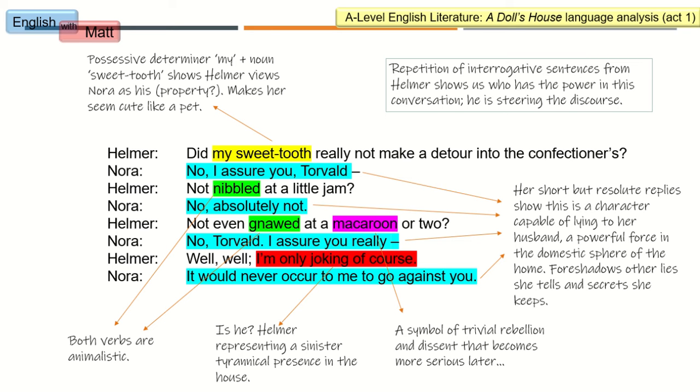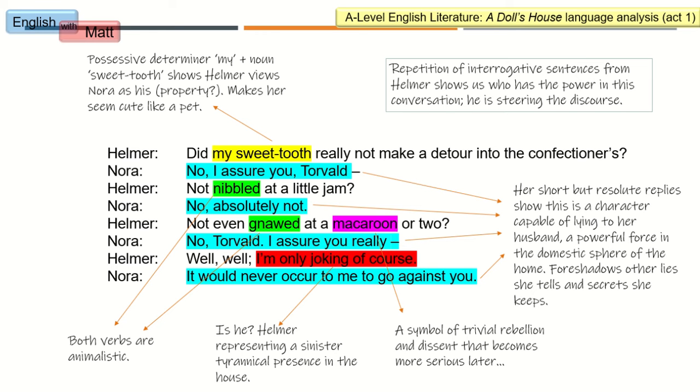And of course, the fact that she's capable of lying about things like this foreshadows the fact that she's capable of telling lies about other things which might be more serious. Notice in green we've got two verbs, nibbled and gnawed, and both of these words are usually words that you would use to describe the way in which a small animal eats, such as a mouse or a squirrel. So again, continuing with that animalistic theme we see in the first act, he's also using verbs here to make her seem cute, as if she's taking small bites of something.